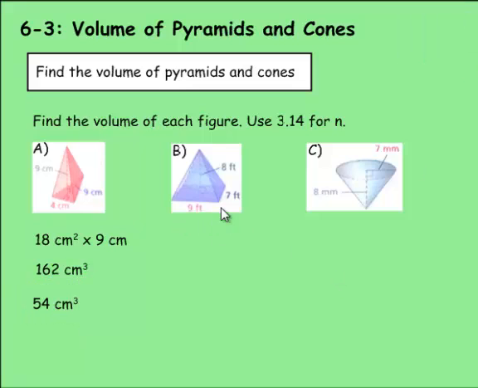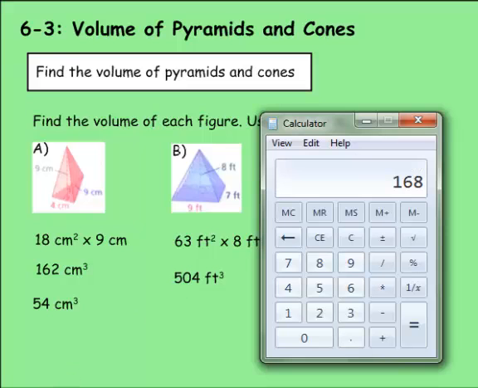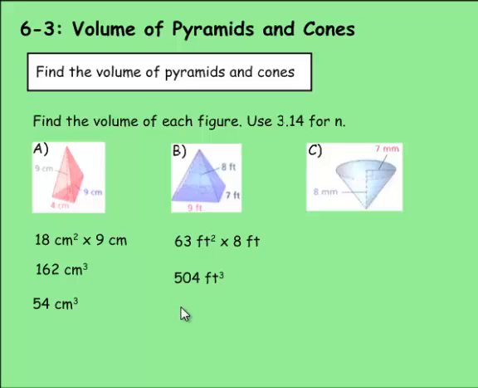Let's solve for B then. This is a rectangular pyramid because the base is a rectangle. That makes it a little easier. We don't have to divide by 2. So we do 9 feet times 7 feet, which would be 63 feet squared. And that's times 8 feet, which is the height. 63 times 8 is 504. So 504 feet cubed. But remember, it's 1/3 of the base times the height, so we need to multiply this times 1/3 or divide it by 3, and then it's 168 feet cubed.